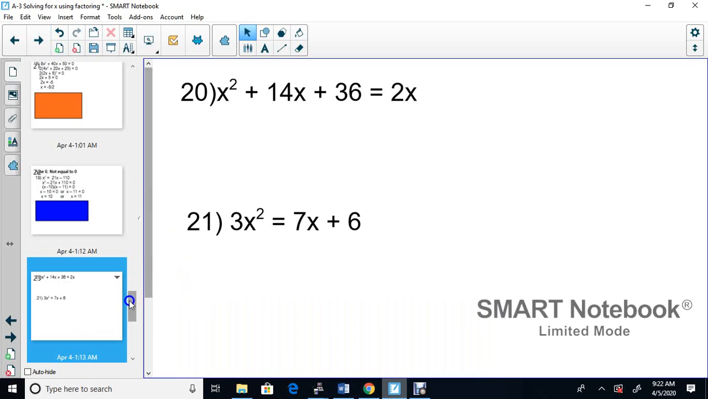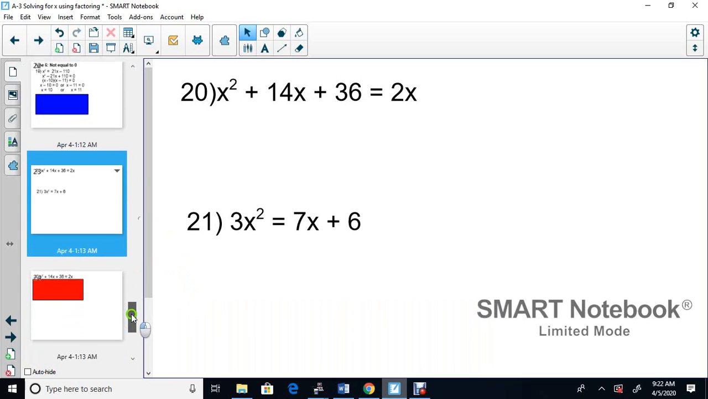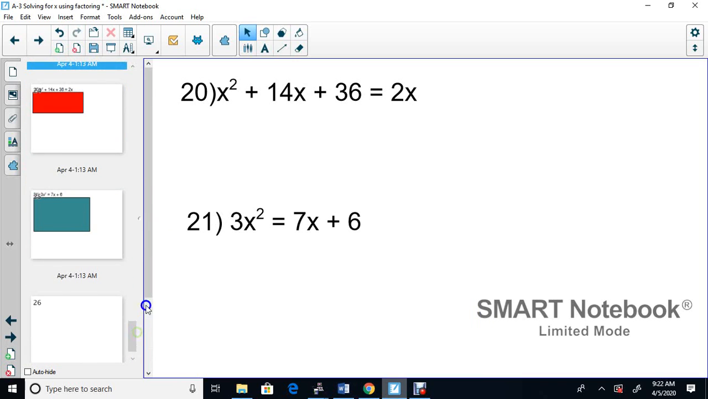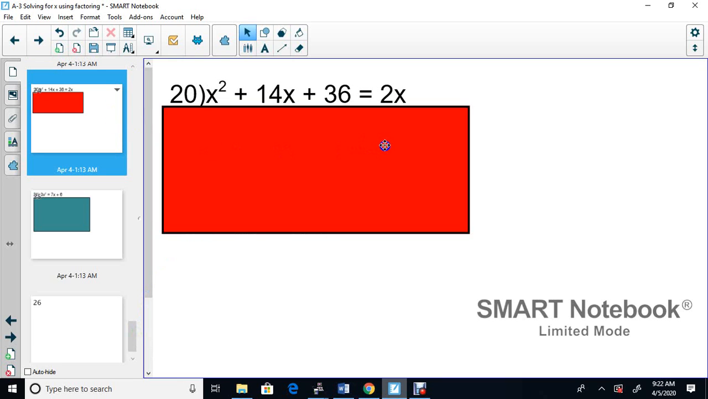Okay, try these 2 out. Pause and try these 2 out. Okay, here are our final 2, so let's put the answers up for this one.